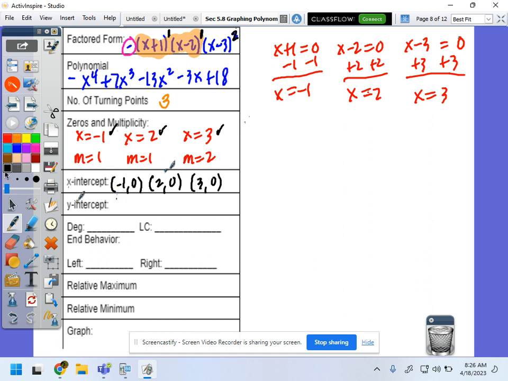Y-intercept. The y-intercept is the number when the value of x is equal to 0. Or to make it simple, imagine that this is 0 here, that's 0 there, that's 0 there, that's 0 there. What's left? Only 18 is left there. So therefore, when x is 0, the value of y is 18.